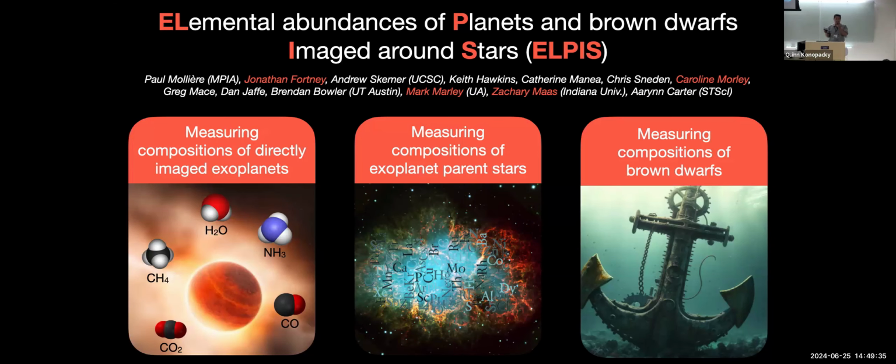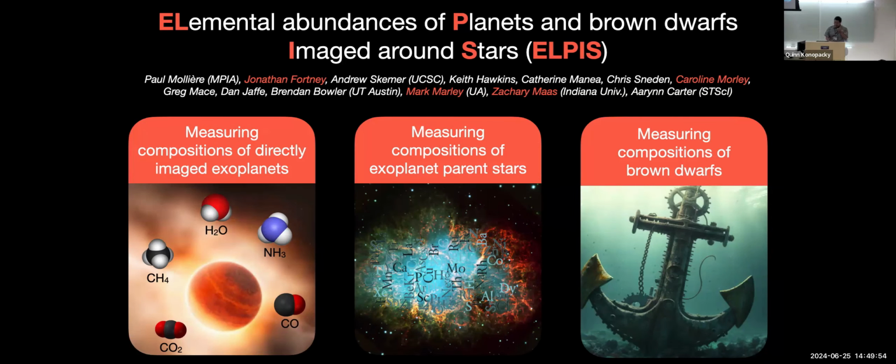The third is a separate set of objects called brown dwarfs, and they're really important benchmarks. They help us calibrate or provide important context about the accuracy of the model predictions about exoplanet compositions.